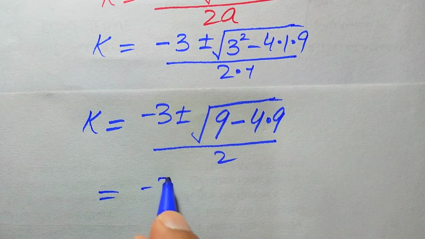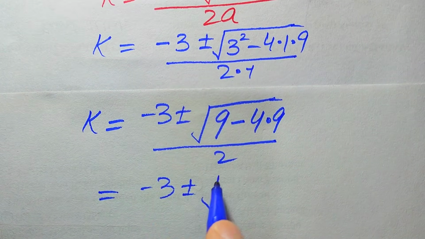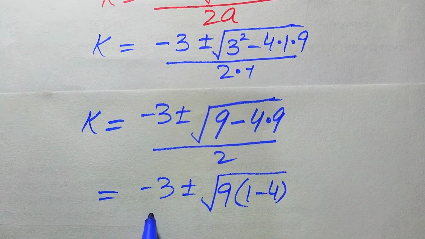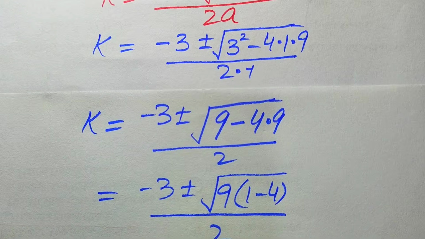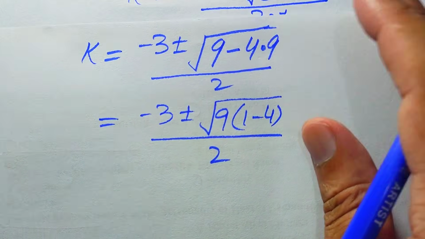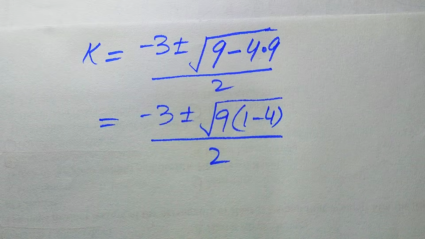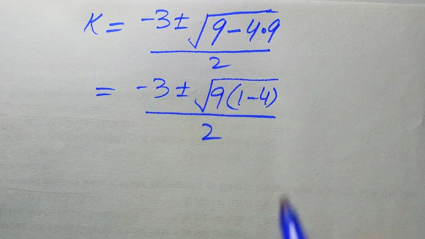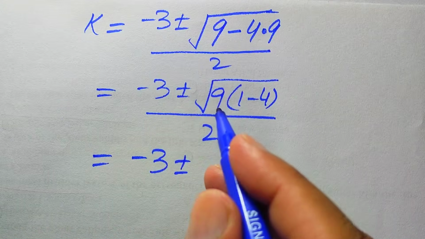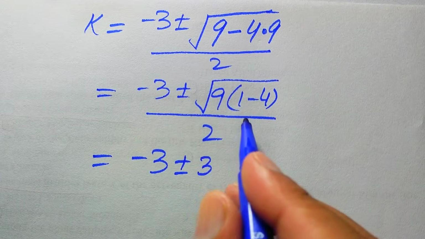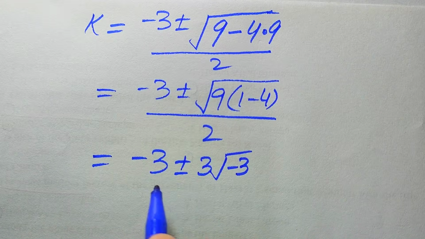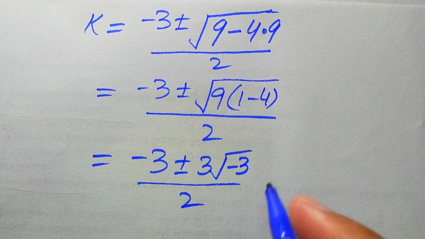So inside the square root sign we just take common 9 from here, and when we take common 9 the remaining values are 1 minus 4, and it is divided by 2. So in the next step here we need more simplifications, and you see that inside the square root sign we have minus 3 plus minus. You know that square root of 9 becomes 3, and 1 minus 4 becomes square root of minus 3, and it is divided by 2.